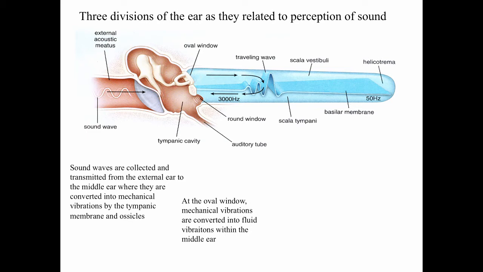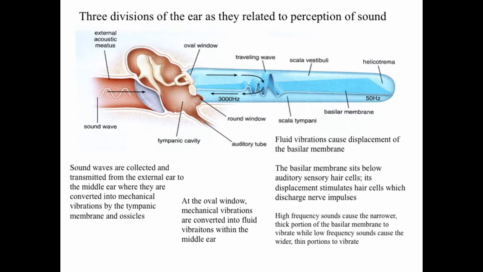At the oval window, mechanical vibrations are converted into fluid vibrations within the inner ear, and the fluid vibrations are going to cause displacement of a structure called the basilar membrane. The basilar membrane sits below auditory sensory hair cells, and its displacement stimulates the hair cells, which discharge nerve impulses. Now, I'm not going to make a big deal about that here.